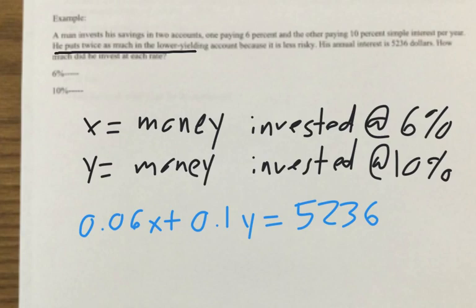So again, this is the one that I get confused the most. So I have to think, which one of these numbers is bigger? X or Y? X is bigger because he put more in at 6%. So if X is bigger and it's double Y, then X equals 2 times Y. I have to take the smaller number and double it to get the bigger number.